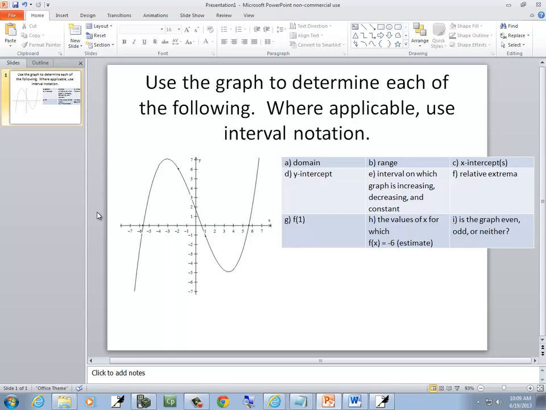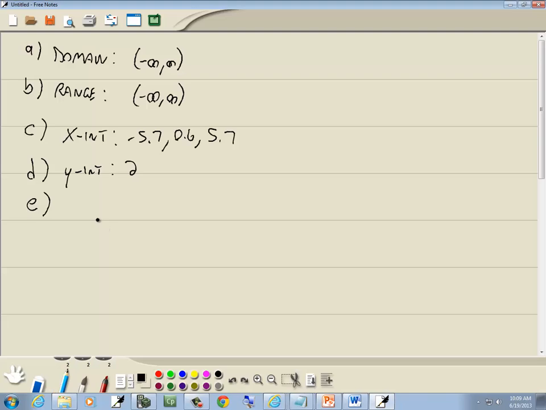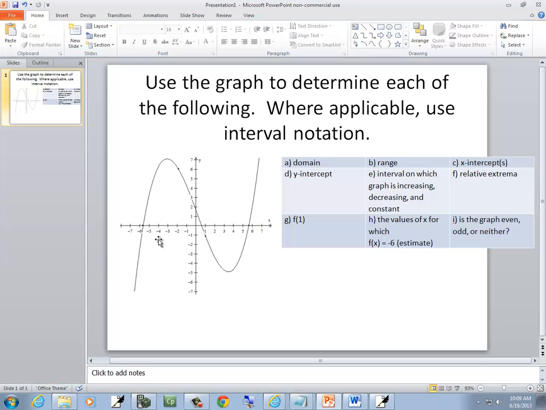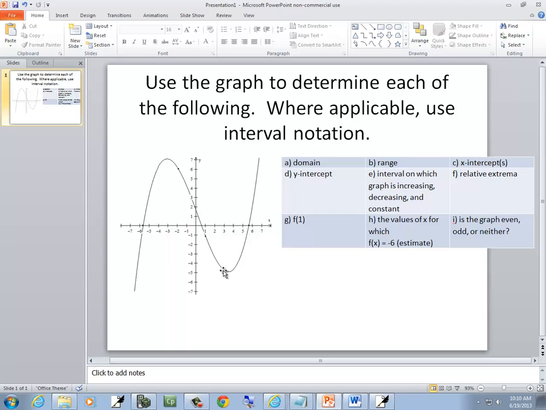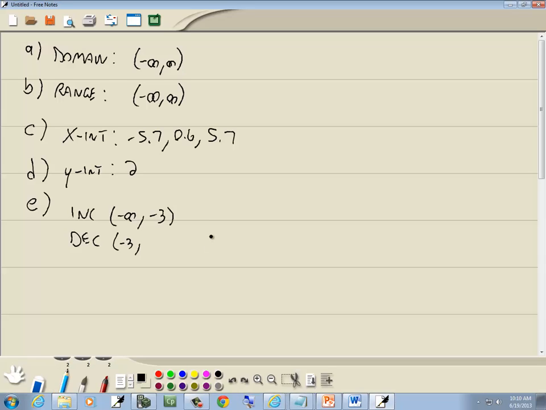E, intervals of increasing, decreasing, constant. Initially it's increasing, so it's increasing from negative infinity. It stops increasing right here, which if I went straight down looks like roughly negative 3. Then it starts decreasing, going down. Here's where it stops decreasing. If I went straight up, looks like 3.6 maybe.